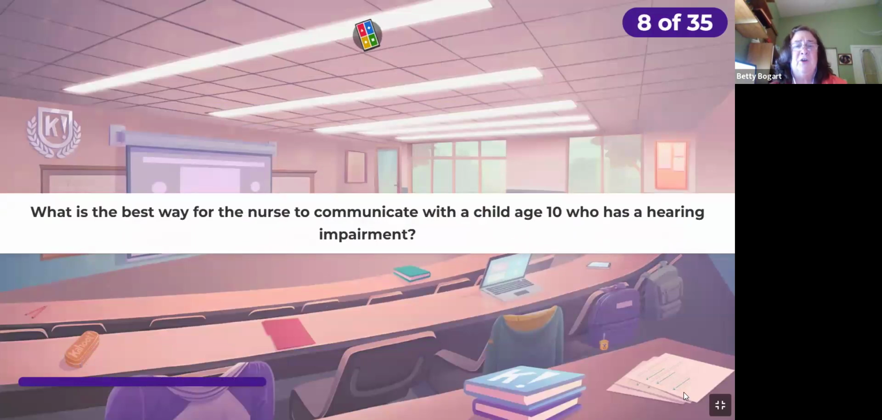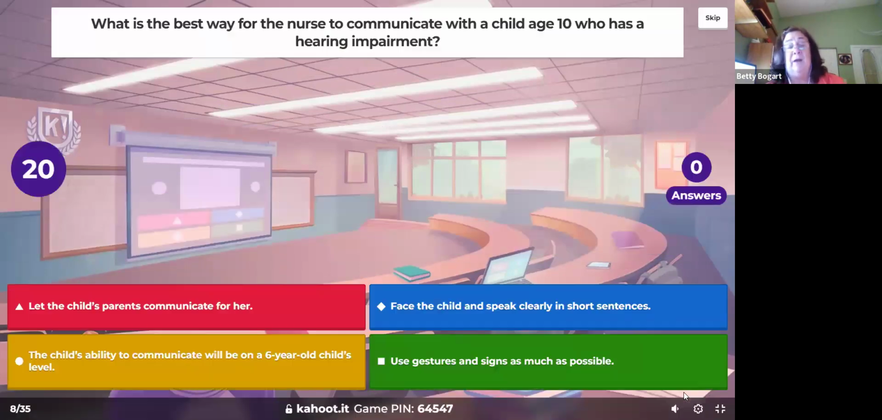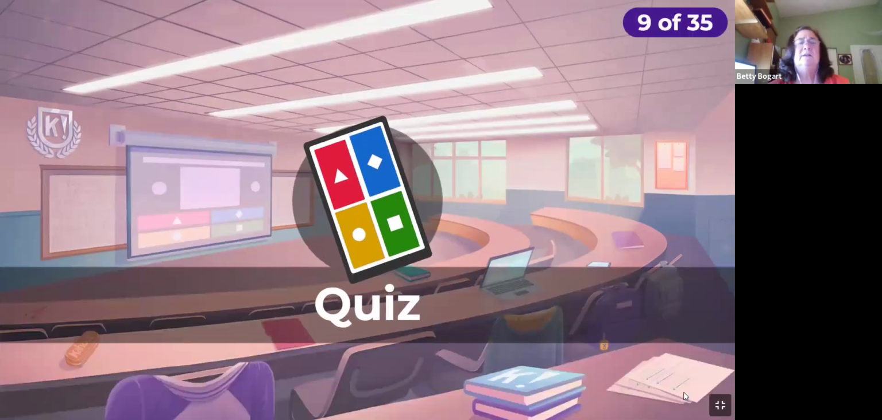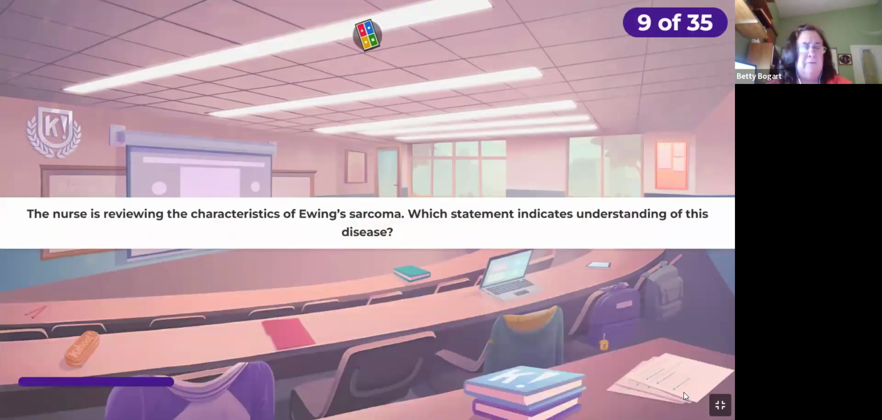What is the best way for the nurse to communicate with a child who has a hearing impairment? There's something else there, more of them. So again, this is talking in those short sentences, and clearly for them.